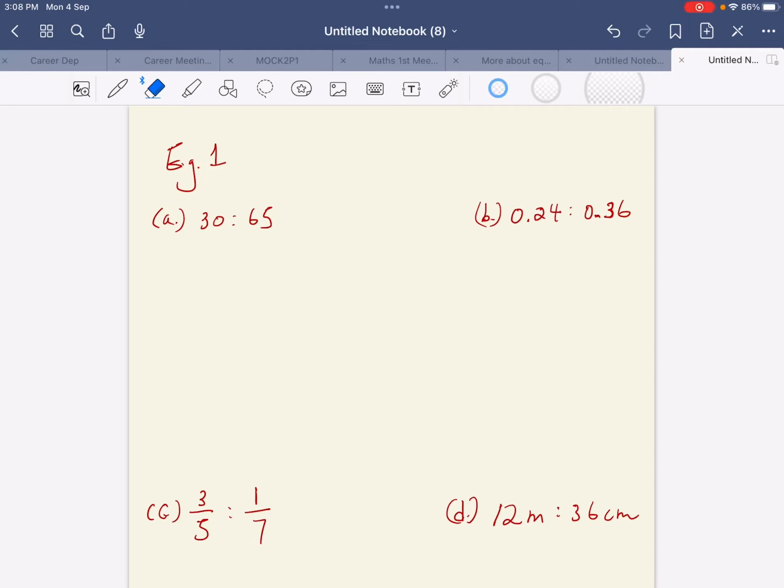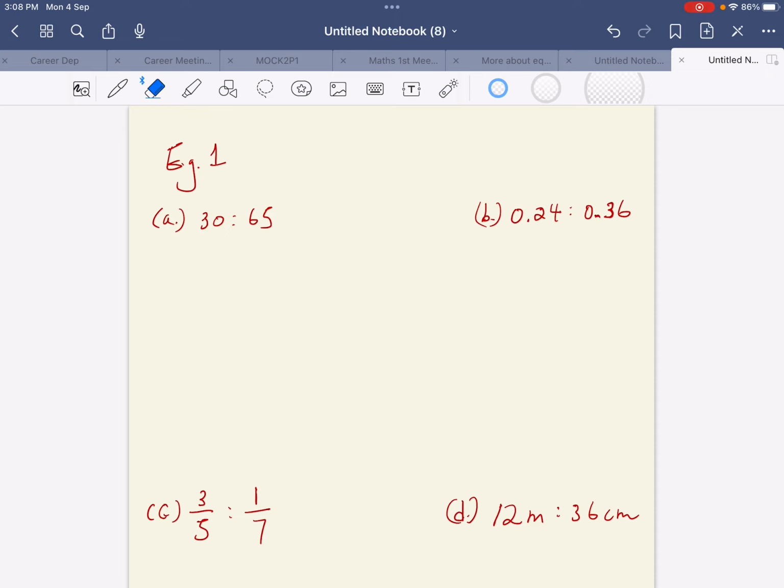Okay, hi everyone. So these four questions are respectively related to the exercise 1 that I gave to you. The first question is about simplifying the ratios. So if you can take a look at the example right here, I think you must know how to do question 1, okay? So let's take a look at part A first.